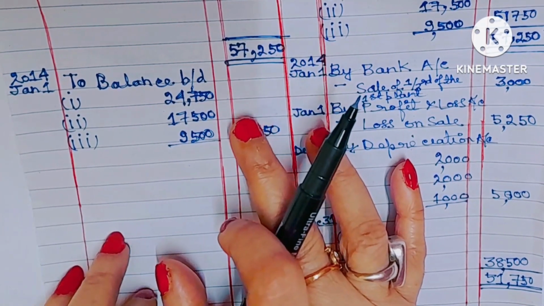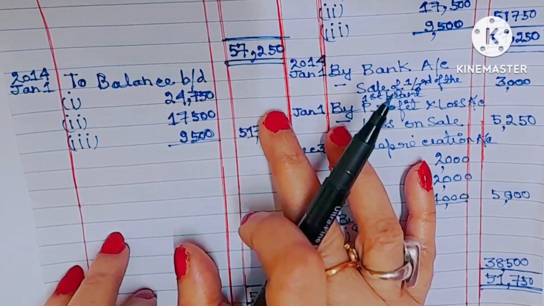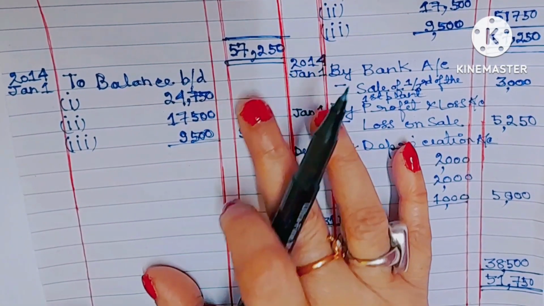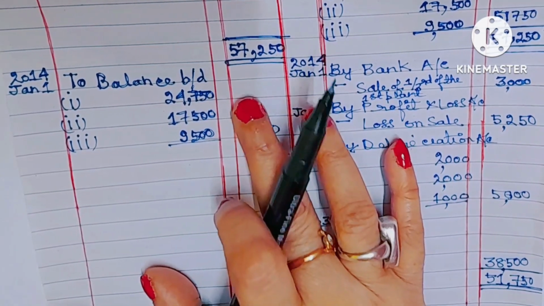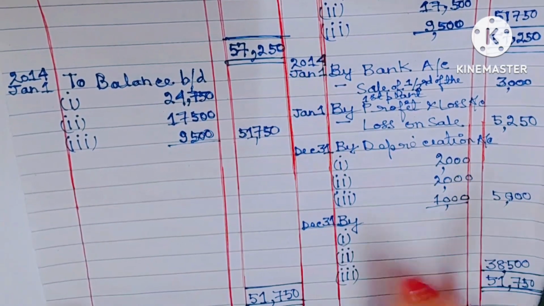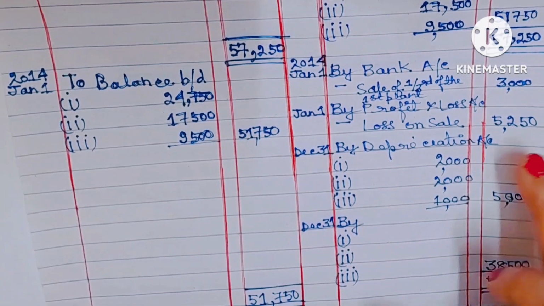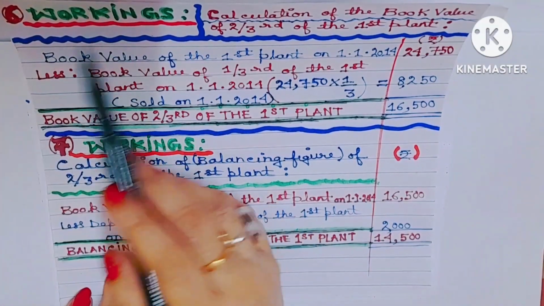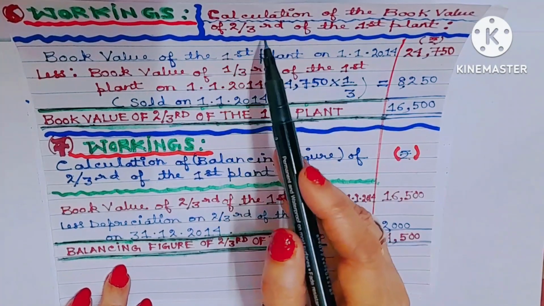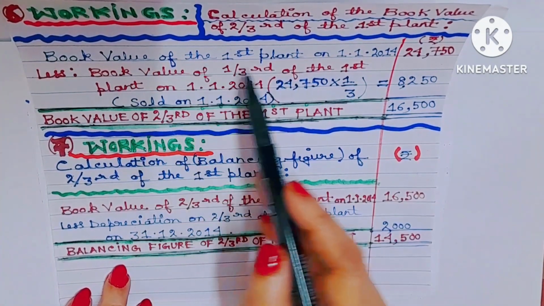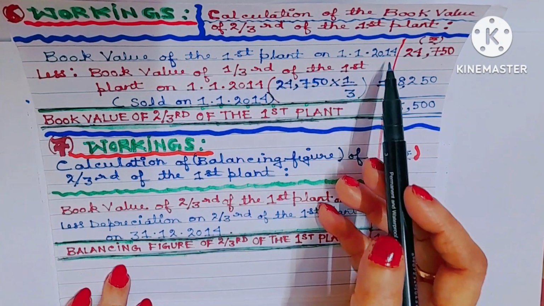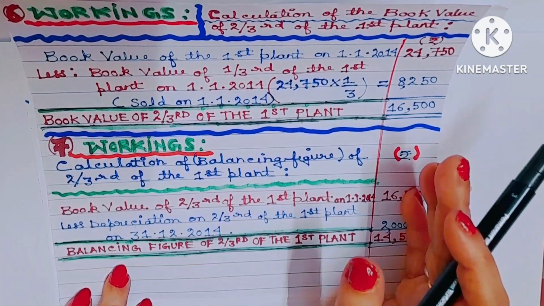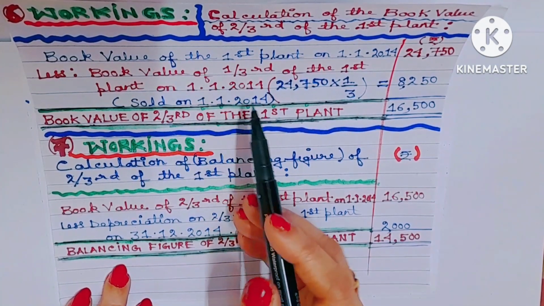Since 1/3 of the first plant has been sold, we have to find out the book value of 2/3 of the first plant. So if you get the book value, deduct 2,000 from the book value, you'll get the balancing figure, like I've shown you. Let me show you again. Workings number 6. Calculation of the book value of 2/3 of the first plant. Book value of the first plant on 1st January 2014 is 24,750. But what is the book value of 2/3 of the first plant on 1st January 2014? That we got to know.